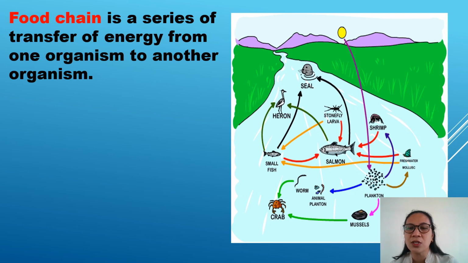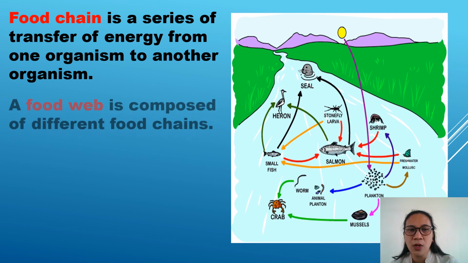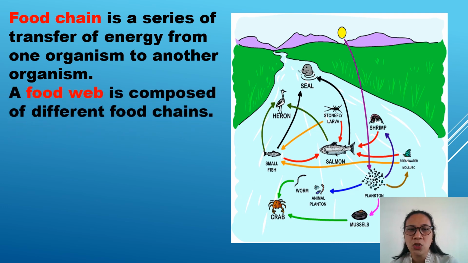Okay, very good. So we have plankton can be eaten by a mussel. Then this mussel can be eaten by a crab. Very good. Another one. Okay, this freshwater mollusk or a snail can be eaten by the salmon. Then the salmon can be eaten by a heron. And so on. There are so many examples of food chains here in this diagram. Another one is what we call the food web. It is composed of different food chains.